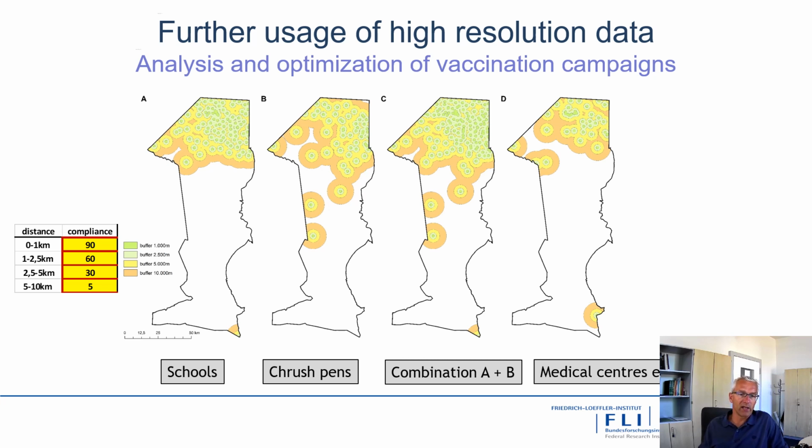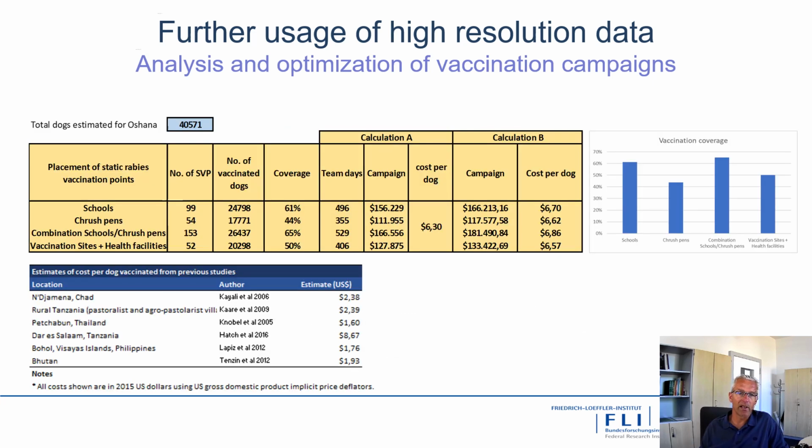We assumed then a compliance to vaccination as a function of distance, meaning that close to the vaccination point, between 0 and 1 kilometer, there would be a high compliance of 90% to bring the dogs, versus a 5 to 10 kilometer distance to the vaccination points would be as low as 5%. Using all this information we compiled, we came to the following conclusion.